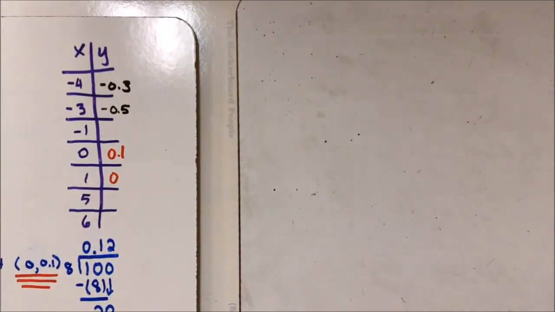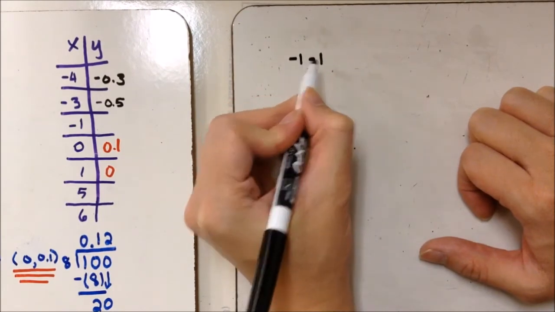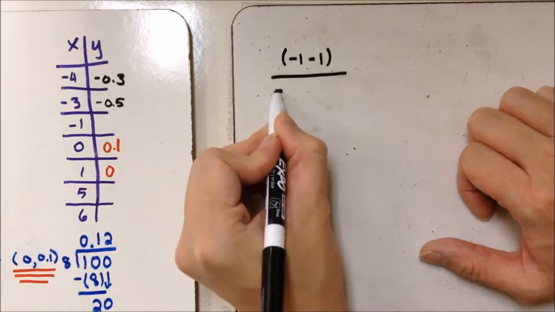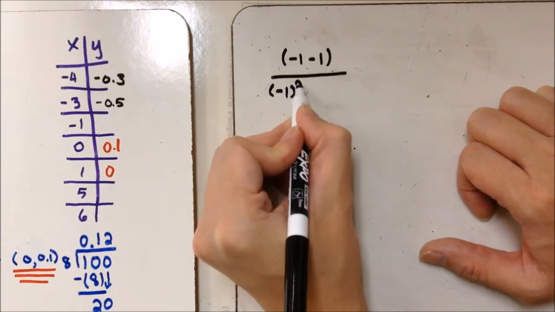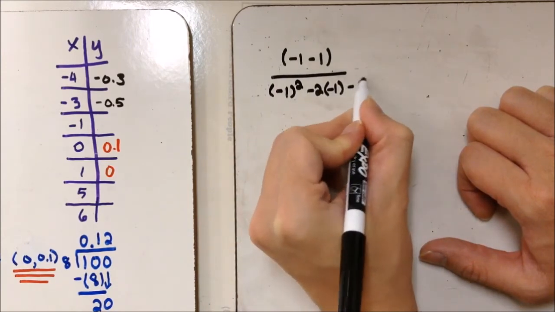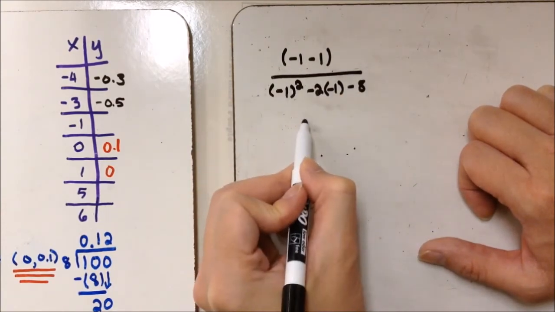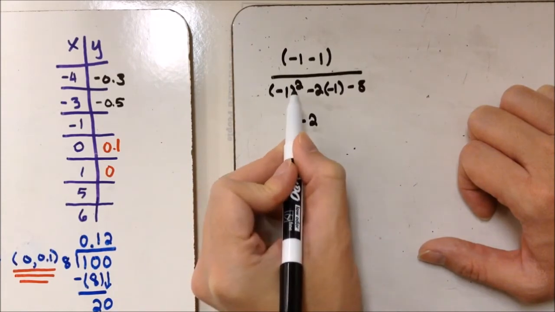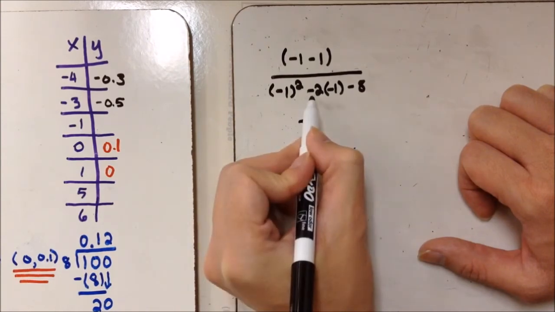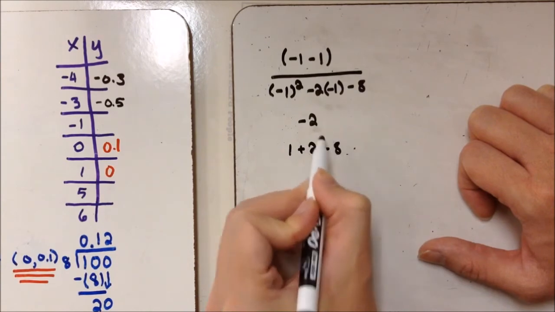So we're going to plug in negative 1 into all the x's. So negative 1 here, and then minus 1 over negative 1 squared, remember the parentheses, minus 2 times negative 1 minus 8. Alright, so at the top, negative 1 minus 1 is negative 2. Negative 1 squared, negative 1 times negative 1 is just 1. Minus 2 times negative 1 is just plus 2, and then minus 8.